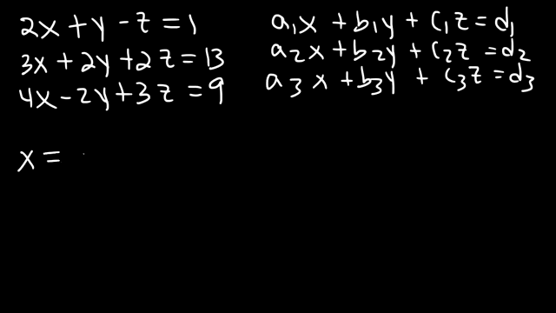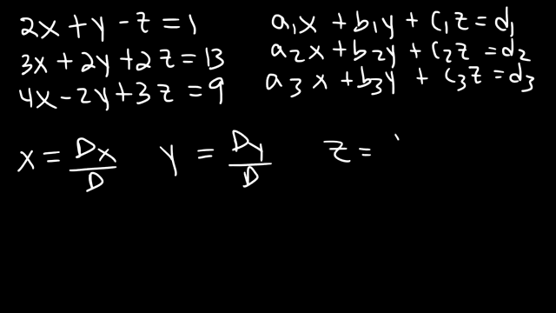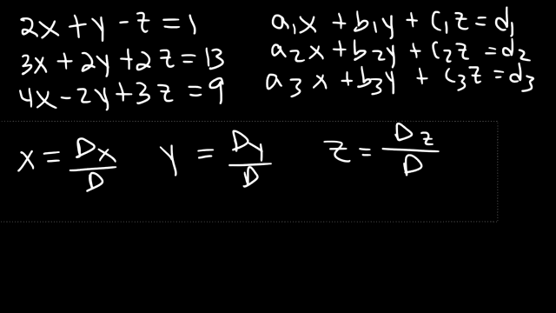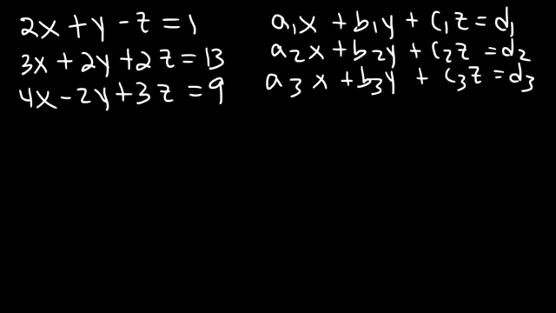Now x is equal to dx divided by d. Y is dy over d. And z is dz divided by d. So we need to calculate dx, dy, dz, and d. And then we can get the solution to these equations. So let's start with d.